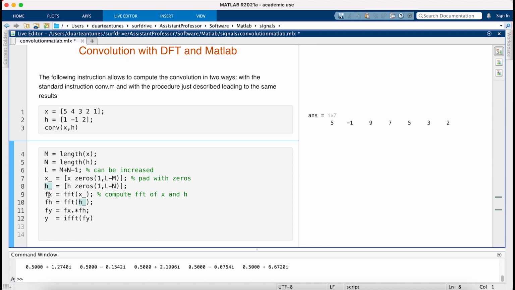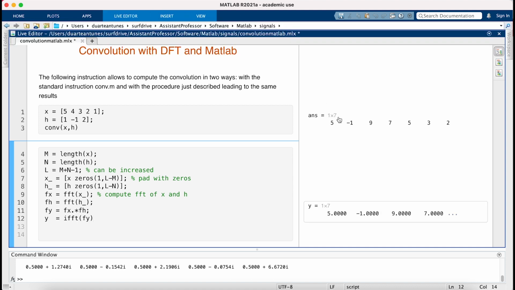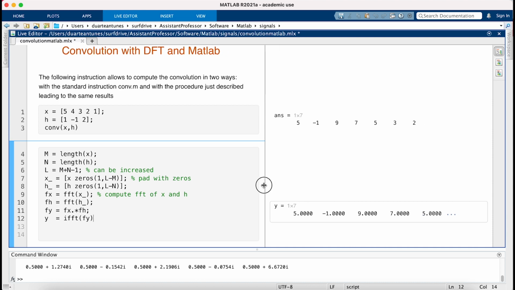I'm going to take the Fourier transform of the padded signal x. We're going to take the Fourier transform of the padded signal h, or actually the corresponding vectors, of course. These are the inputs to the FFT. We're going to take the product. Now it's very convenient to use this dot star product because it really computes what we want, which is a pointwise multiplication between the vectors fx and fh, and then we take the inverse Fourier transform. The instruction to do this is the IFFT. Let us now run this, and we obtain exactly the same values as before.